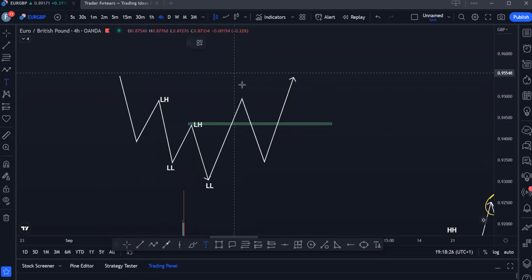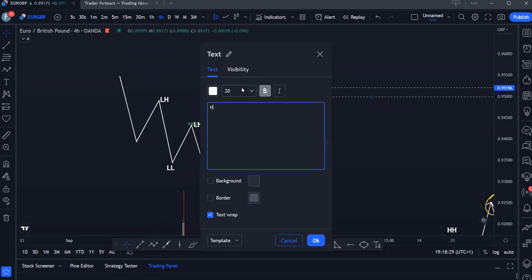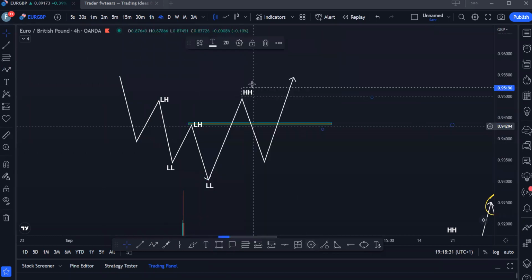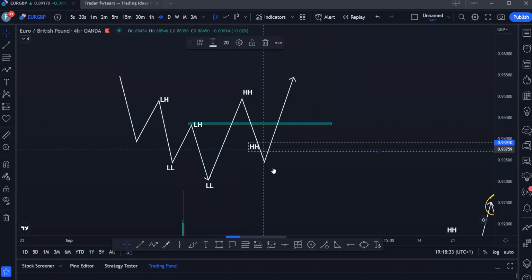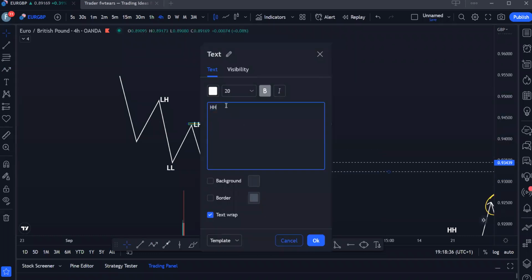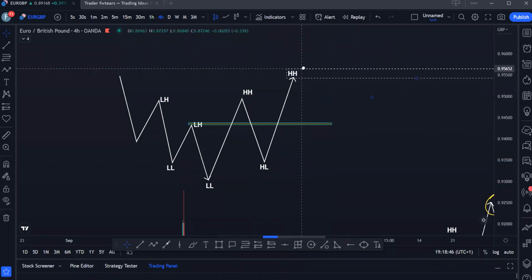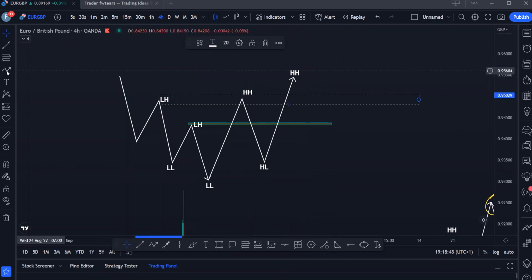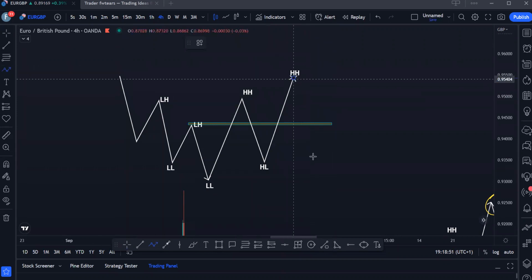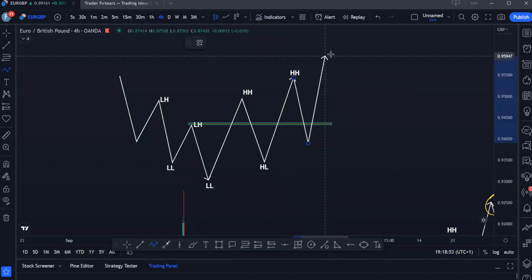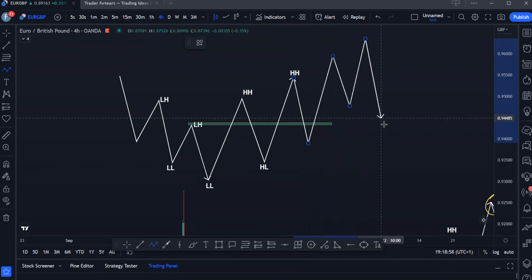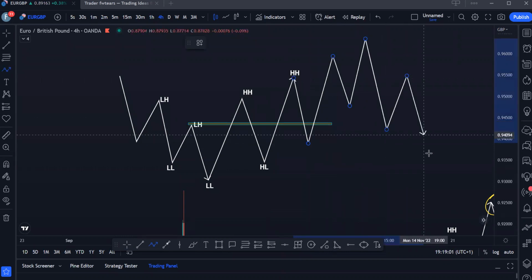So this is your higher high. It's your higher low. Higher low. Okay, and then this is your higher high. And then price can continue in the uptrend by giving you another correction to create a new high, or price might switch trends again and go down.